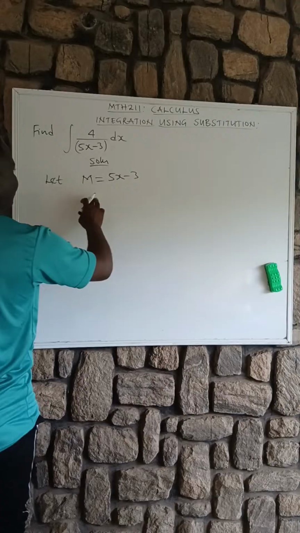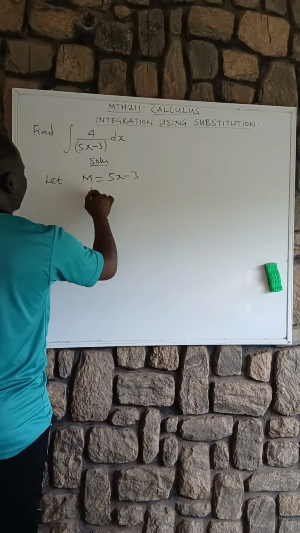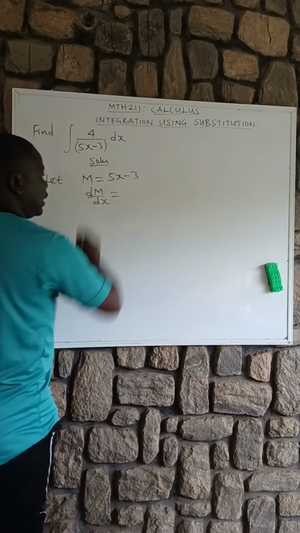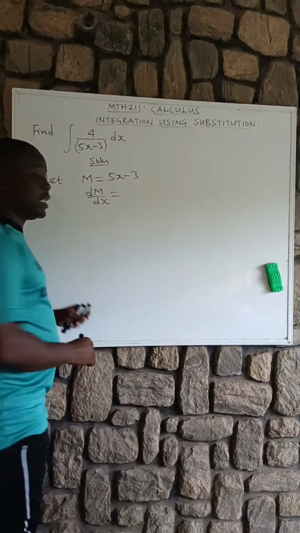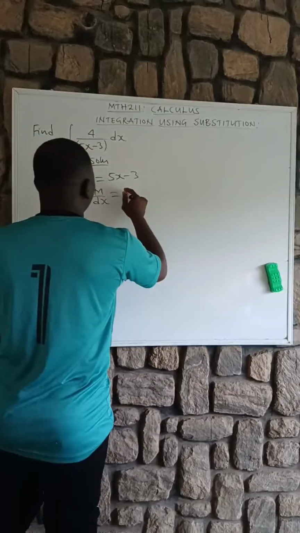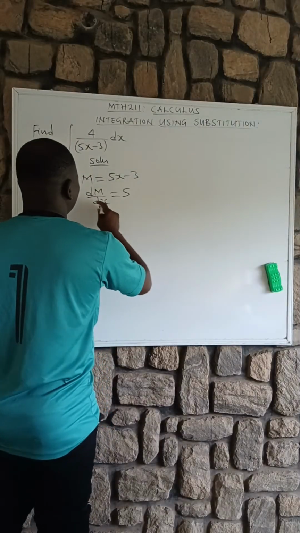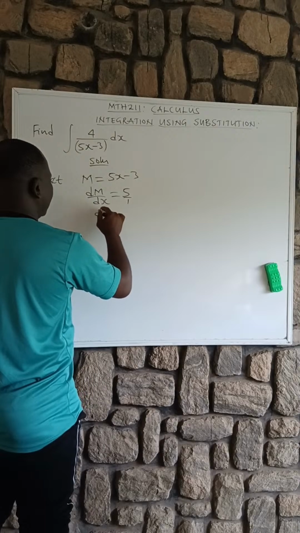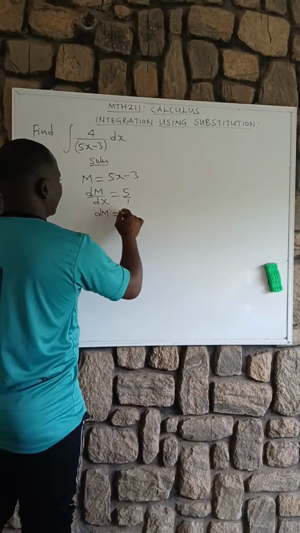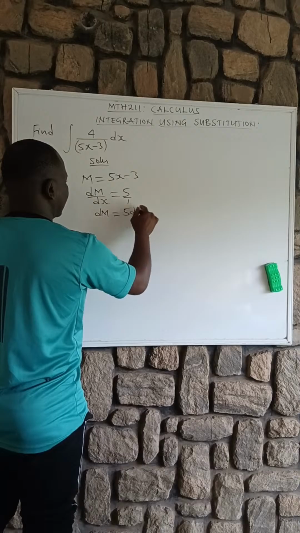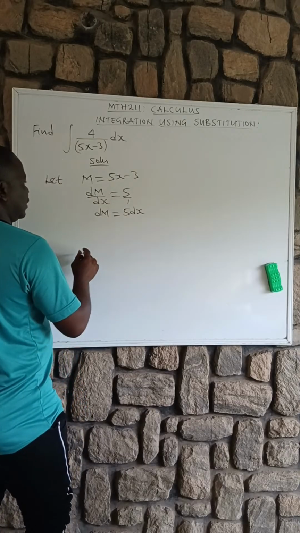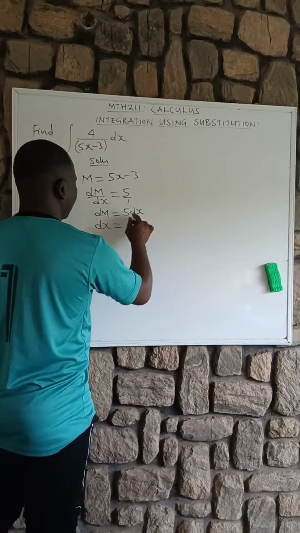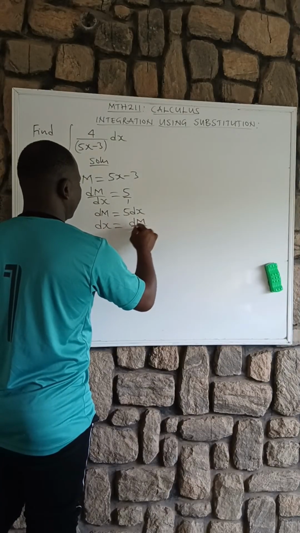So we have to differentiate this function. So it means dM all over dx. We should learn how to use other variables. Is that clear? So we're going to get 5. Then if we cross multiply, we'll have dM equals 5 dx. Make dx the subject of the formula. If you agree with me, we are going to have dM all over what?